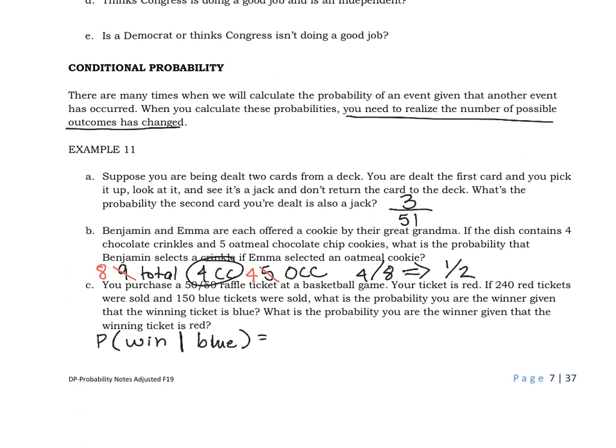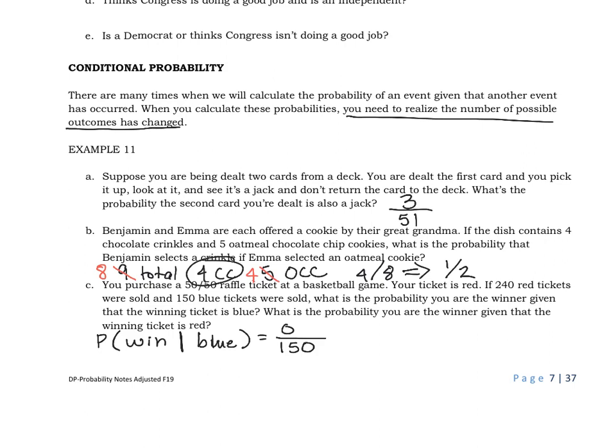Okay, so this is the notation that means given the next thing happens. Well, the winning ticket was blue. That changes the outcome, so we're not going to look at the total 390 tickets that were sold. We're looking at the 150 blue tickets. So your ticket is red, though, so your probability of winning would be 0, wouldn't it?